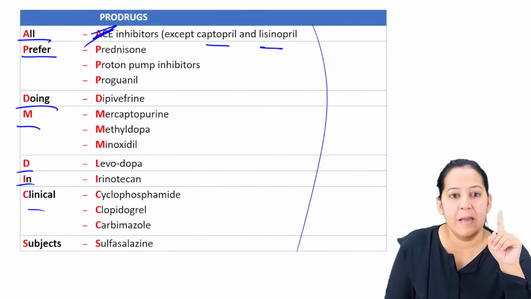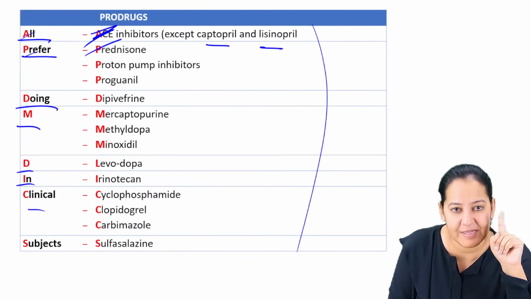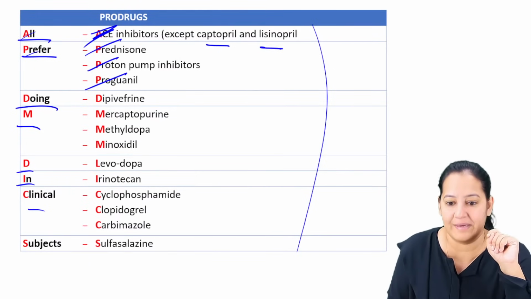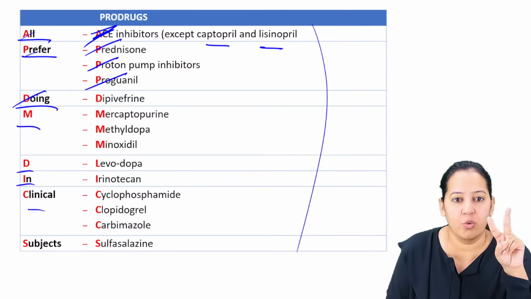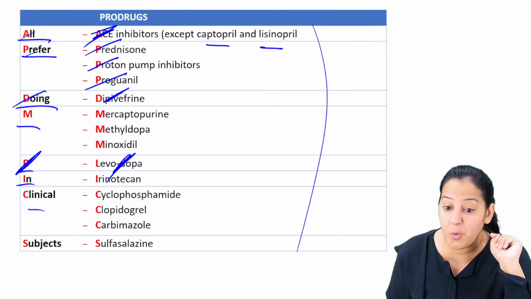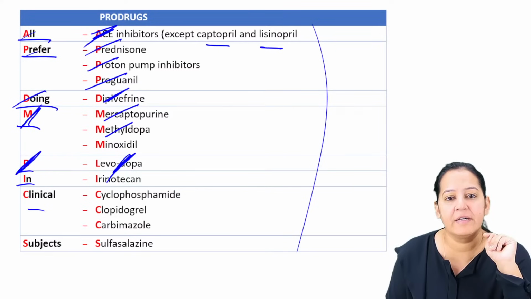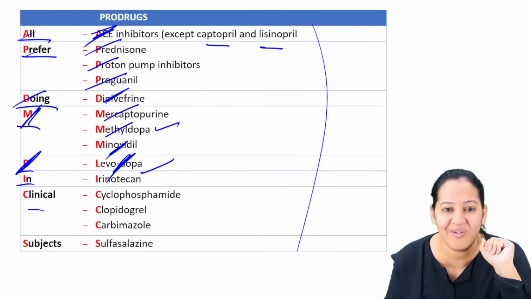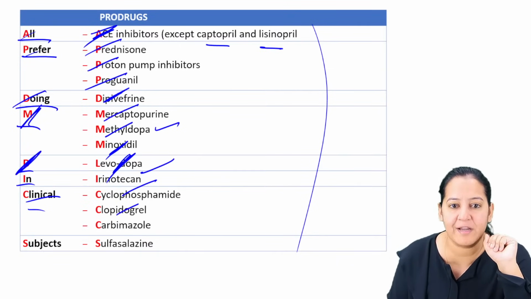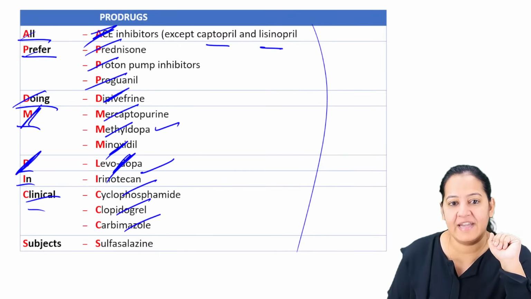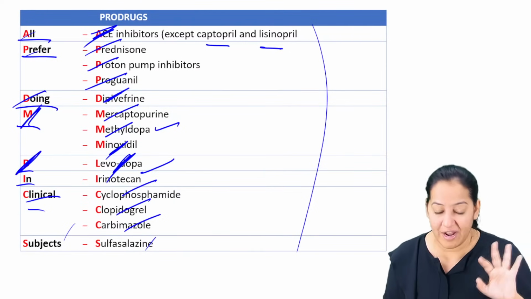They all are prodrugs. P stands for three things: prednisolone, proton pump inhibitor, and proguanil. Okay. D, there are two Ds. One D is dipivefrin and one D is levodopa. M is again three: mercaptopurine, methyldopa, and minoxidil. So methyldopa and levodopa, both dopas are there. Okay. C is cyclophosphamide, clopidogrel, and carbimazole. And S is sulfasalazine. Now don't try to mug it up.